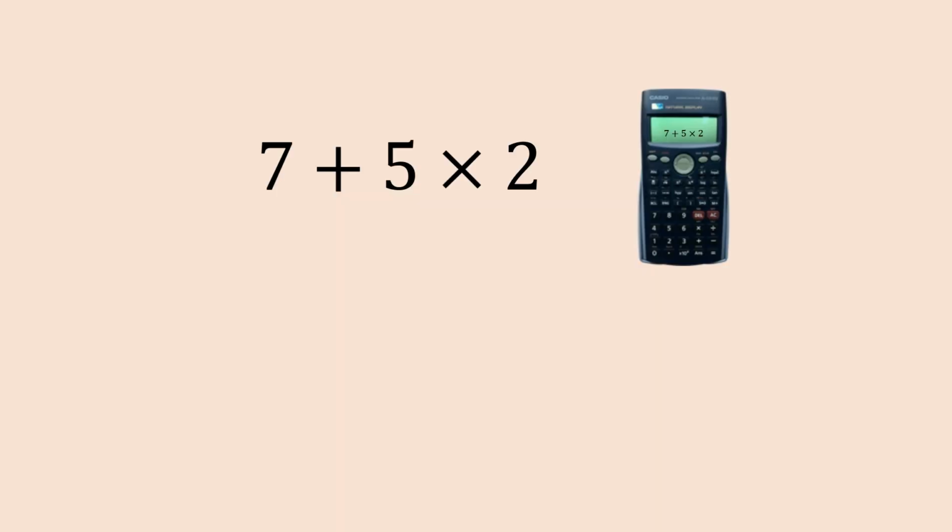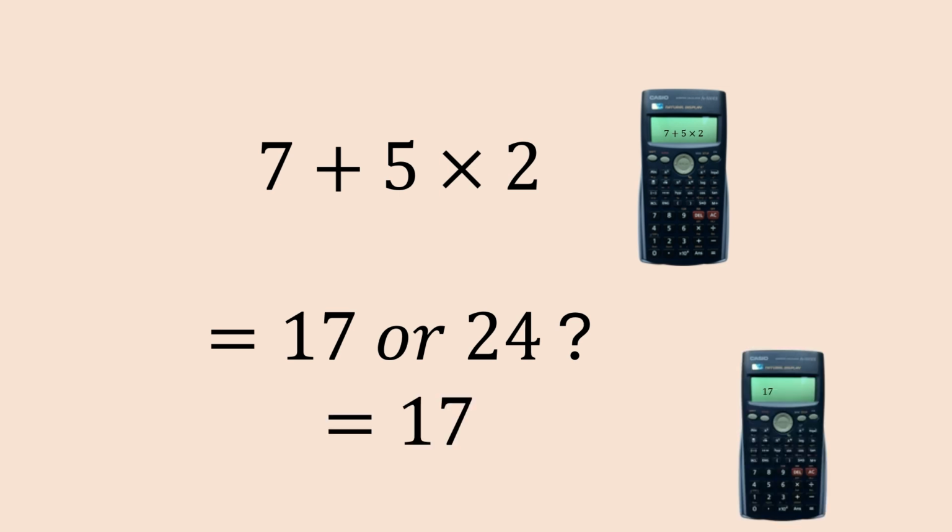Did you know that your calculators are programmed to use BIDMAS in their calculations? Try entering 7 plus 5 times 2 into your calculator. Did you get 17 and not 24? Perfect. Example 2. 6 squared plus 4 times 2.